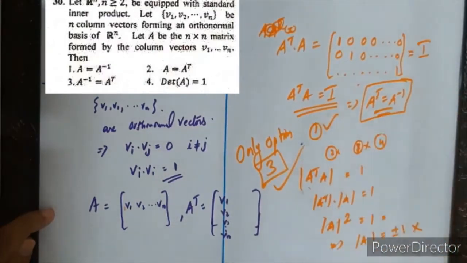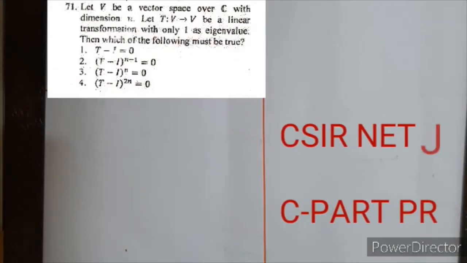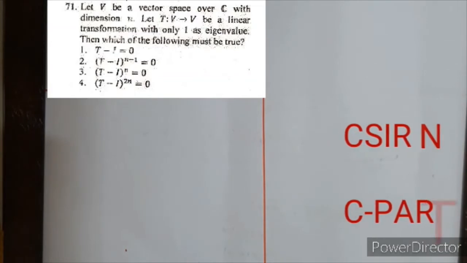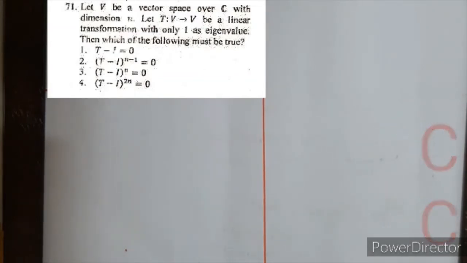Next question: T from V to V is a linear transformation with only one eigenvalue. Then which of the following must be true? First option, T minus I equal to 0. Second option, T minus I all raised to n minus 1 is equal to 0. Third, T minus I all raised to n is equal to 0. Fourth, T minus I all raised to 2n is equal to 0.